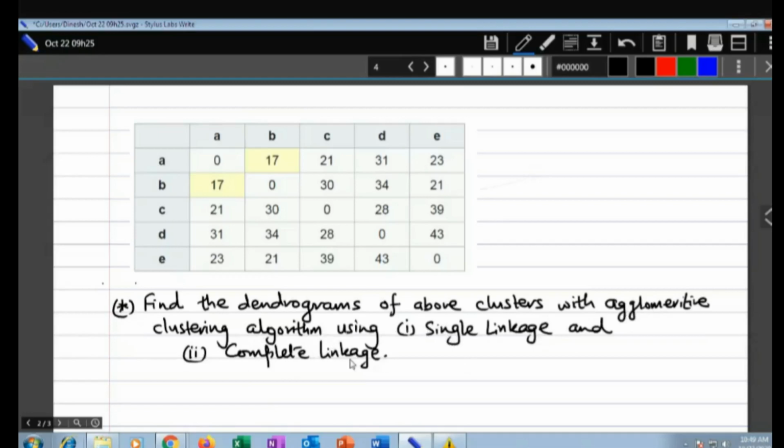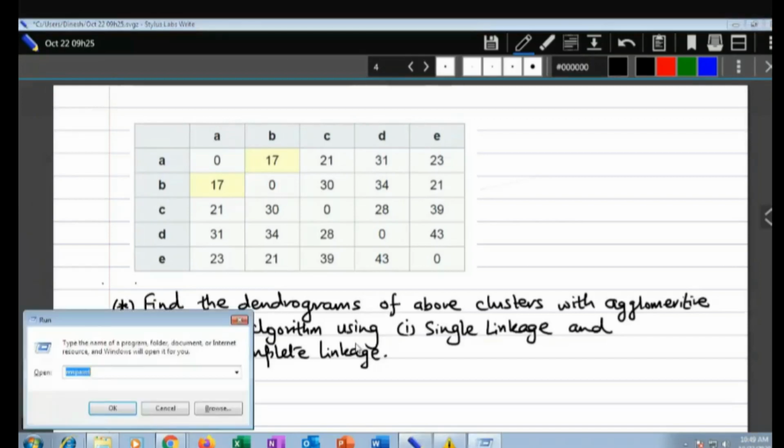Now this is a little twisted. You have to do it with both single linkage and complete linkage. So how to solve this? Let me start with Excel.